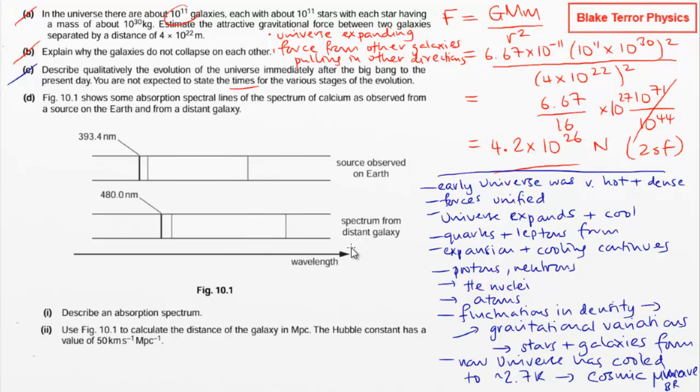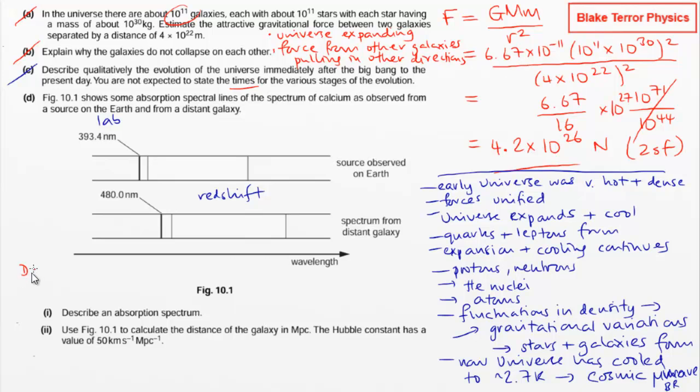We've got some absorption spectral lines of the spectrum of calcium as observed from a source on the Earth, like the lab source on the Earth, and from a distant galaxy. So this is our lab observation at the top, distant galaxy at the bottom, and we can see the wavelength has increased. So we've got a redshift going on here, which is what you'd expect. That's what Hubble's law is telling us. So describe an absorption spectrum. So again, we don't need a lot.